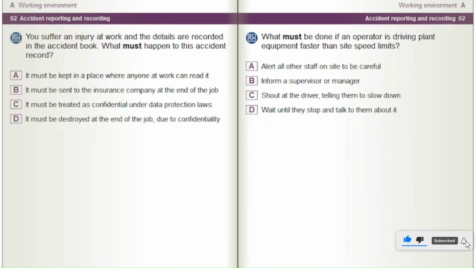What must be done if an operator is driving plant equipment faster than site speed limits? Alert all other staff on site to be careful. Inform a supervisor or manager. Shout at the driver telling them to slow down. Wait until they stop and talk to them about it.